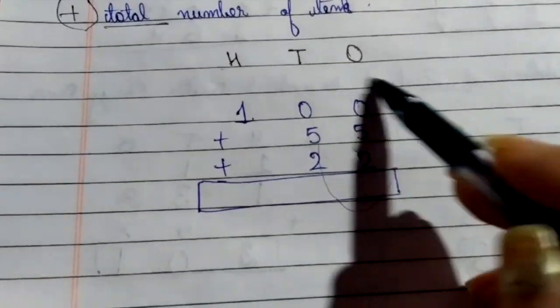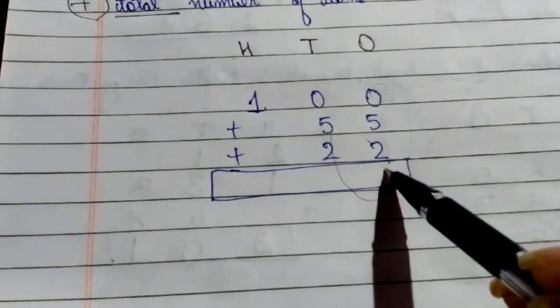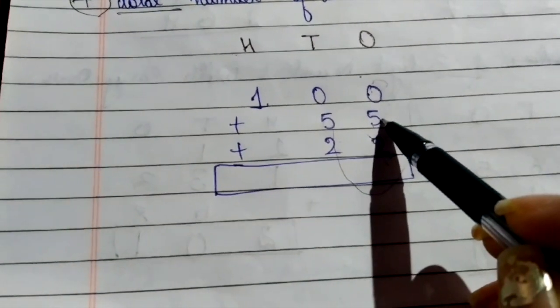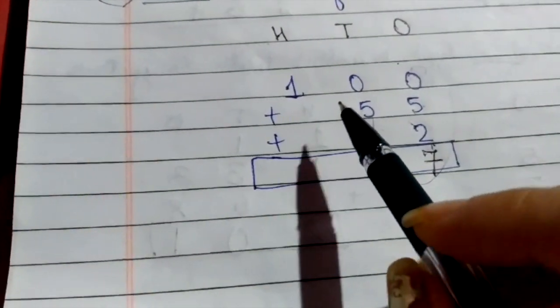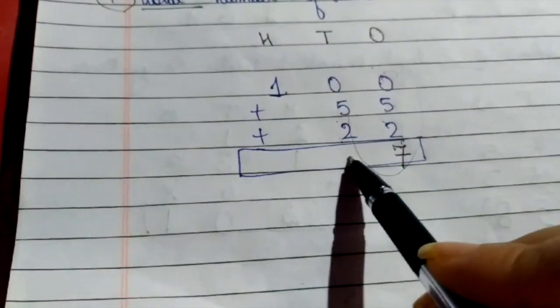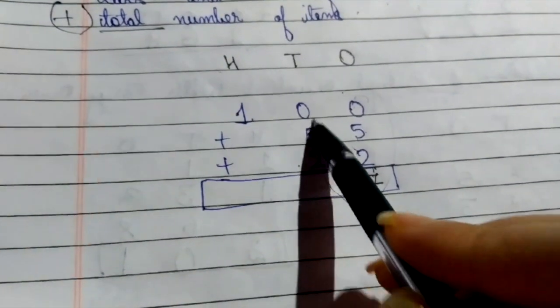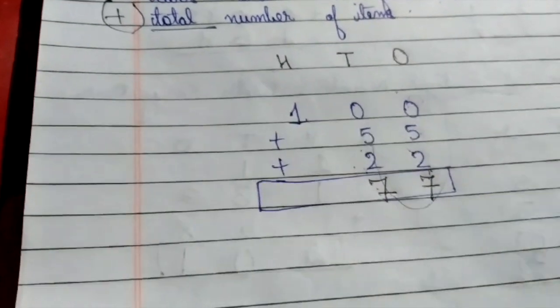So now we will add the ones place. In the ones place we have 0 plus 5 plus 2. 0 plus 5 is 5. 5 plus 2 is 7. We will write 7. Now we will move to the tens group. So we will add the tens group. 0 plus 5 plus 2. 0 plus 5 is 5. 5 plus 2 is again 7.